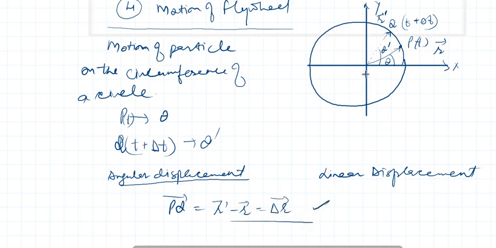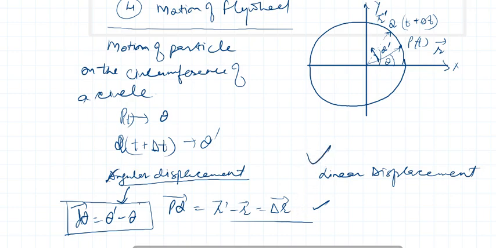But on the other hand, there is a change in angle. This angle is d theta. This is known as angular displacement, and we call it d theta vector, and it's also a vector quantity. It's acting like this, right? And this d theta is nothing but theta prime minus theta, right? So that means we talked about angular displacement and linear displacement.